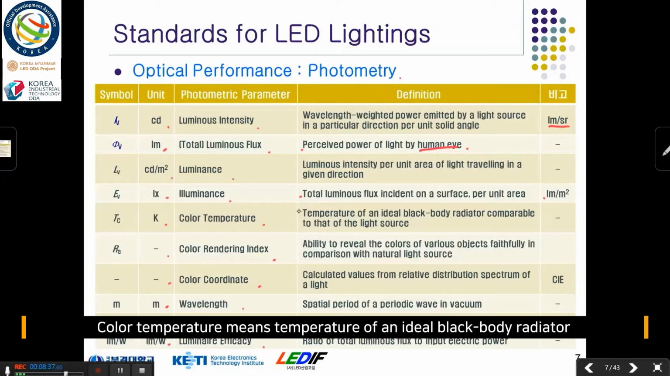Color temperature means the temperature of an ideal blackbody radiator comparable to that of the light source. Color rendering index is the ability to reveal the colors of various objects faithfully in comparison with the natural light source. Color coordinates are calculated values from the relative spectral distribution of light. You know wavelengths, so I skip. And luminous efficacy means the ratio of total luminous flux to input electrical power.